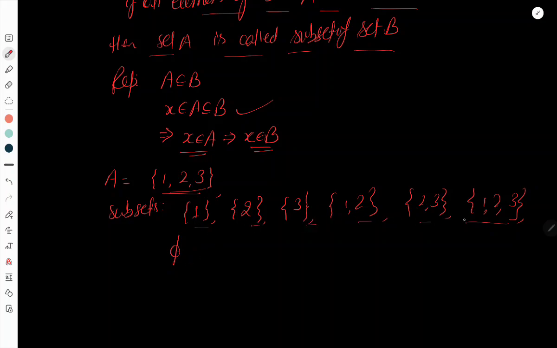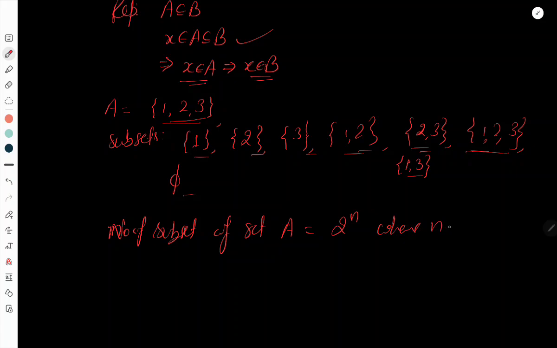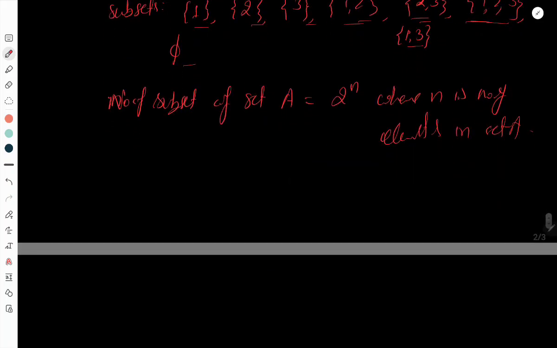So 1, 2, 3, 4, 5, 6. How many are we getting? 1, 2, 2, 3, 3, 1 also, no, 1, 3 also. So 1, 2, 3, 4, 5, 6, 7, 8. So 8. Actually, one formula is there: the number of subsets of set A equals 2 power n, where n is the number of elements in set A. I hope it is clear to you all.